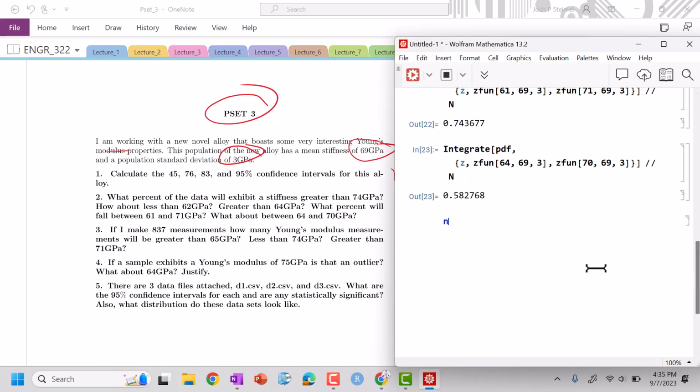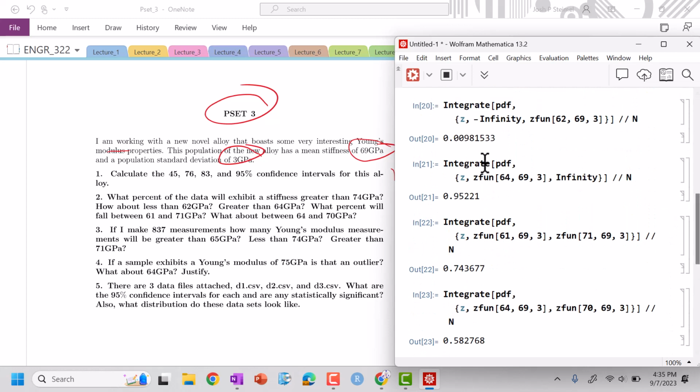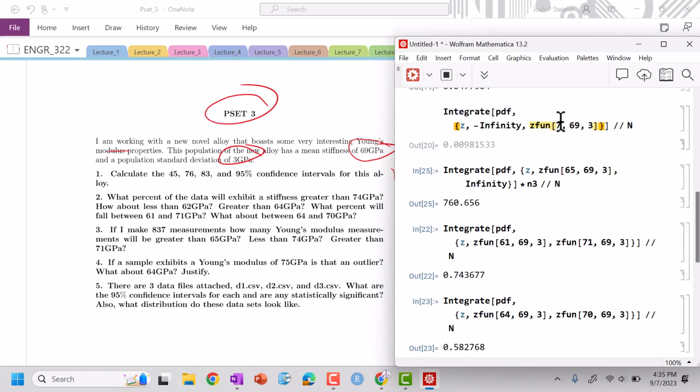If I make 837 measurements, so I'm going to do N3 is equal to 837. How many Young's modulus must be greater than 65? So again, we're looking at greater, so I'm actually just going to take this 65, and I'm going to multiply this times n3. That would be the number of measurements there. Less than 74.